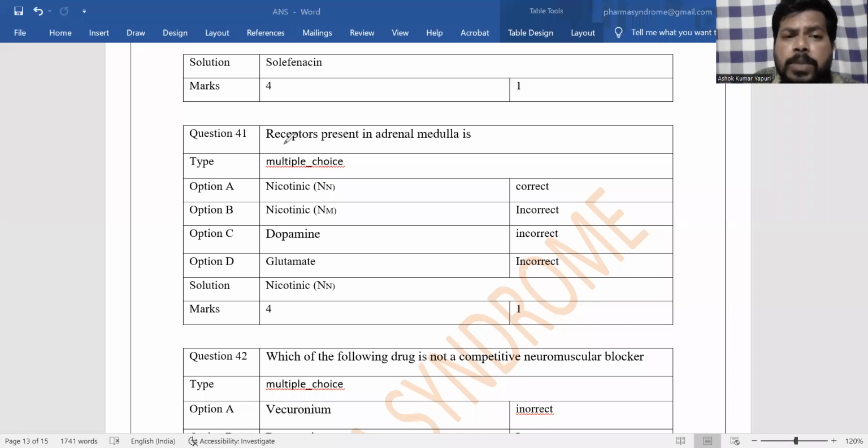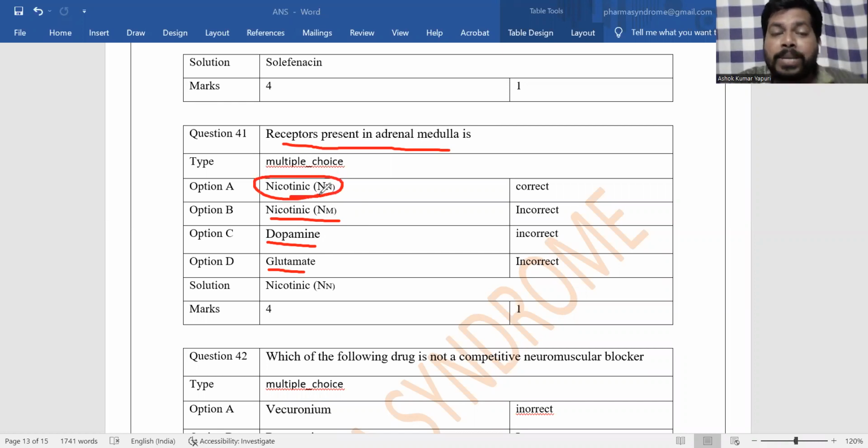Next, receptors present in adrenal medulla. Nicotinic NM receptors are present in the skeletal muscle motor end plate, and dopamine receptors are present in the GIT as well as CNS, and glutamate receptors are present in the central nervous system. Glutamate is an excitatory neurotransmitter in the central nervous system. And nicotinic NN, the neuronal or ganglionic receptor, is present on the adrenal medulla of the adrenal gland.